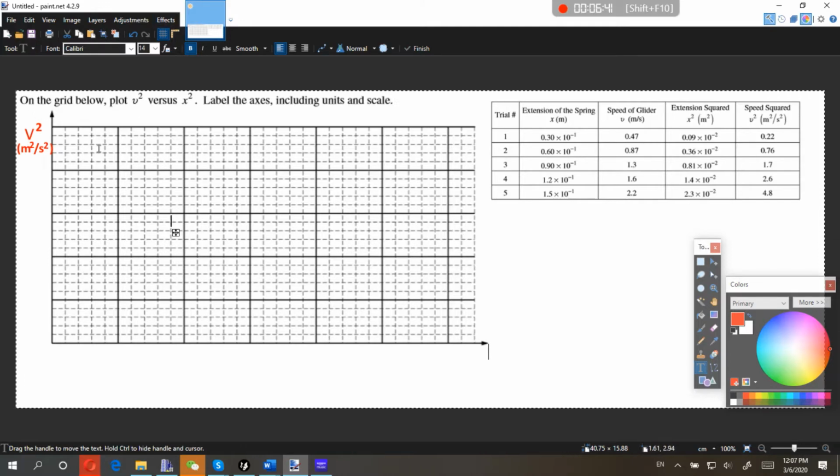Not perfect, but well. And then, what about my x-axis? X squared. Okay, so it should be x squared. And that would be measured in what units? Meter squared. Okay, x squared measured in meters squared. Perfect.